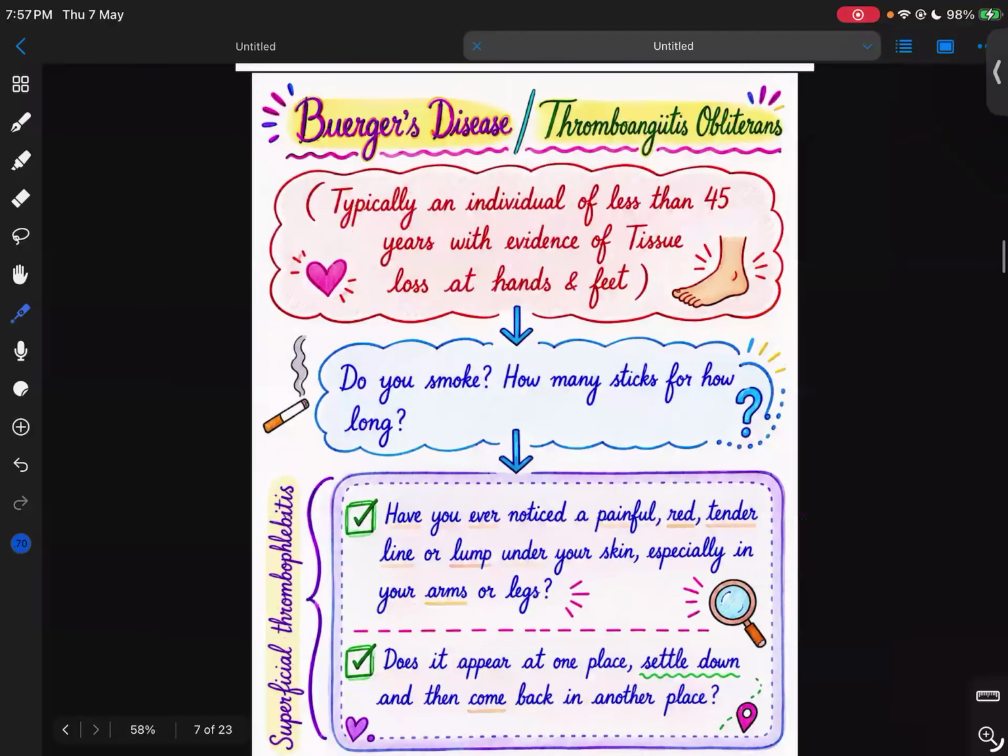Is it clear to all about the Buerger's disease? It is also called thromboangiitis obliterans.